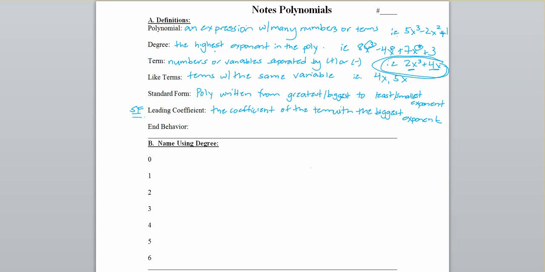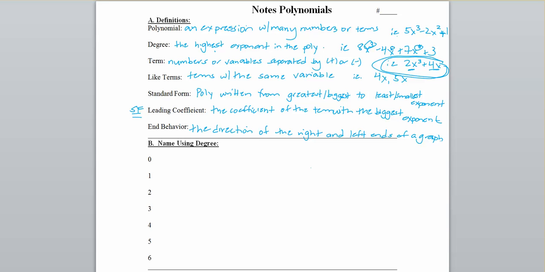And end behavior is what we're going to work on last. I'm going to give the definition now, and we'll revisit it later. It's the direction of the left and right ends of a graph, meaning like where does it end? Is it up? Is it down? Where is it? Ends of a graph.